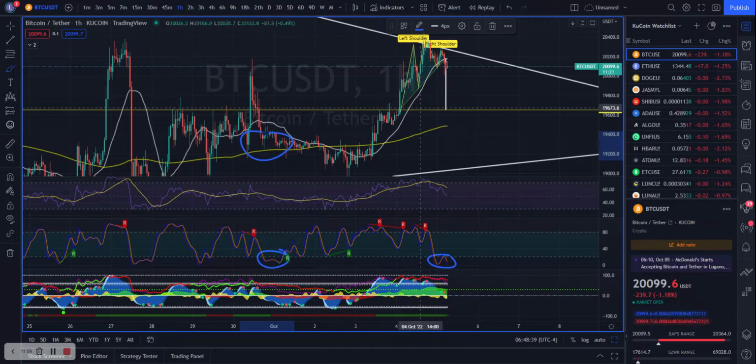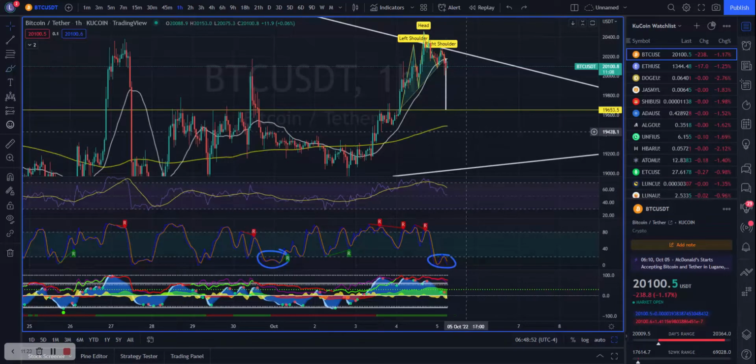And in this area, we are making a higher low. At the moment, you could say that this is our low, and it makes sense. We are making a higher low, and the SRSI is resetting on the 1 hour. So that is some bullish sentiment.